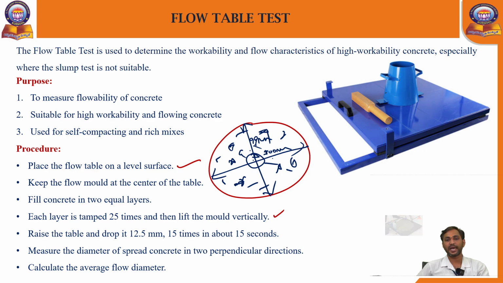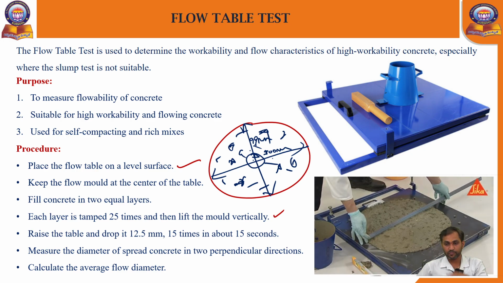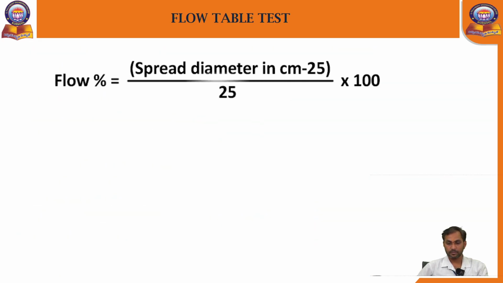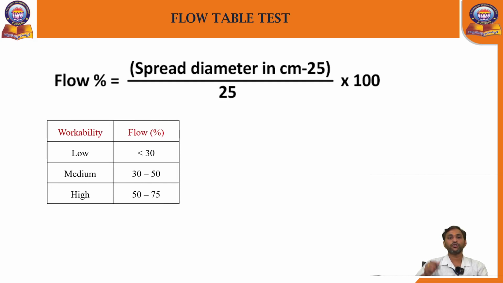Then calculate the average flow diameter. How do we calculate it? After lifting the slump cone, the concrete collapses and is easily measured in this direction and another direction. Finally, (spread diameter minus 25) by 25 into 100. Then you will get one value. That value should be suitable.